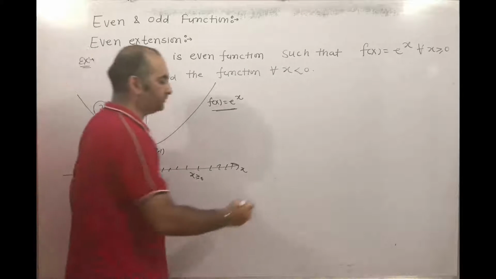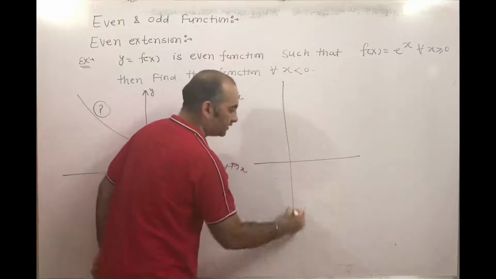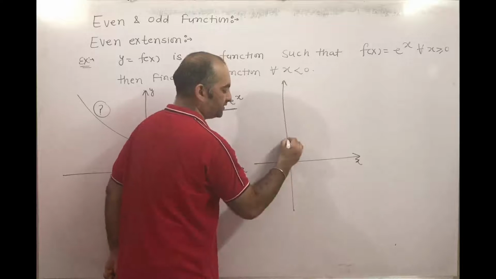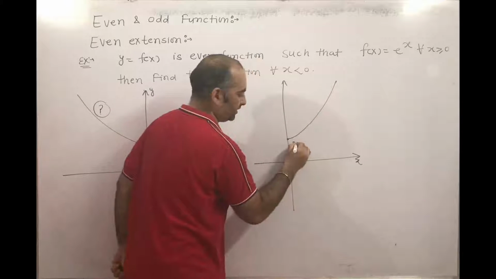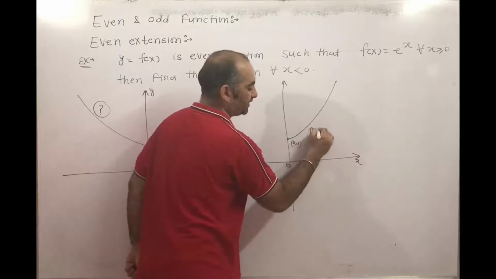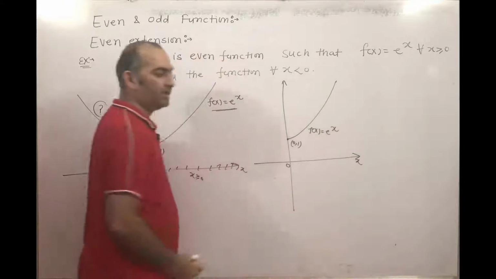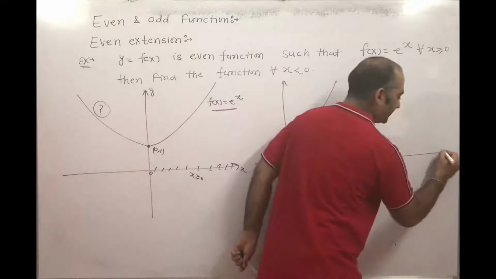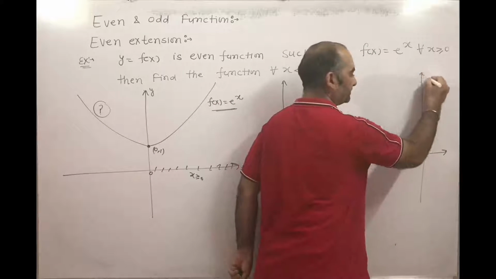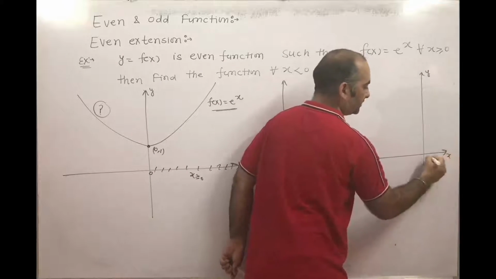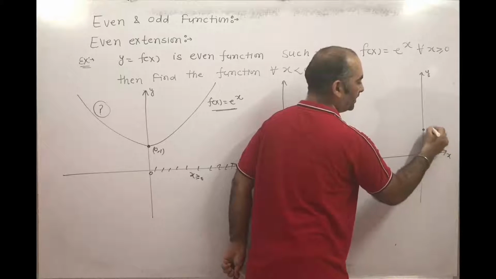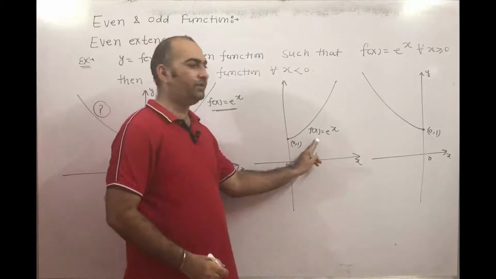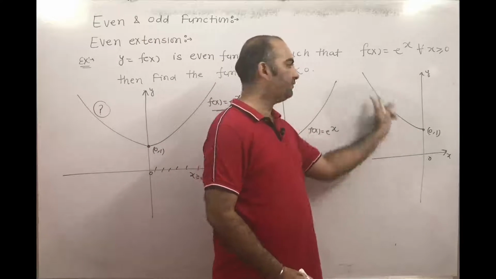To understand this, we are drawing a separate graph. This is the origin, this is the x axis, this is the y axis, and this is 0, 1. This is f(x) equal to e power x. And this side graph is this one. Here again this is the x axis, this is the y axis, this is the origin, and this is 0, 1. So we know this graph, and we have to find out this function.